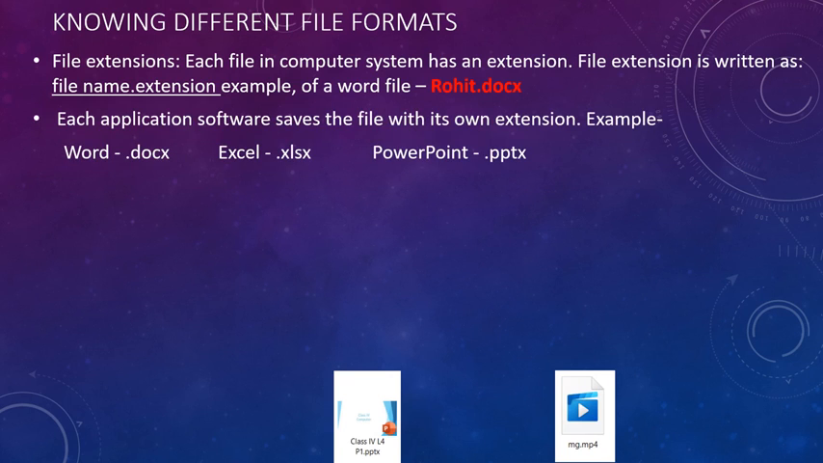Each application software saves a file with its own extension. So all the application softwares have their own extensions. When you save a file in any of the software, it saves with its own extension. Some of the examples are for Word, .docx, for Excel, .xlsx, for PowerPoint, .pptx.